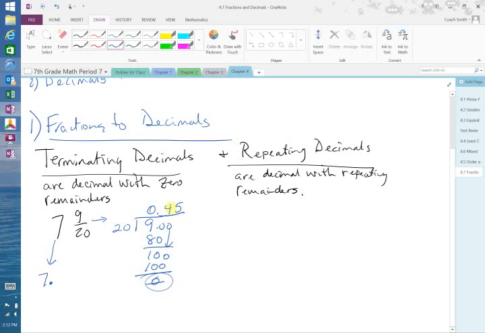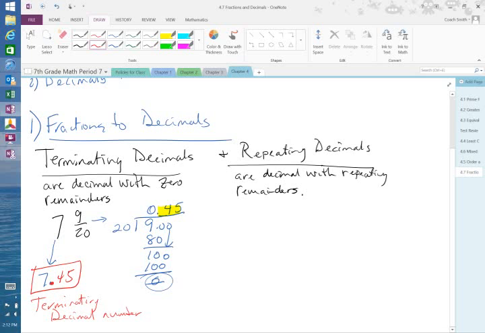Okay? So I take 0.45 and I put it right over here. So my answer is 7.45. That is a terminating decimal number.